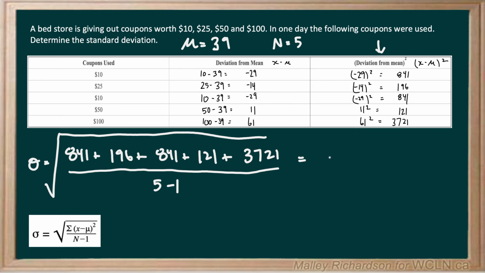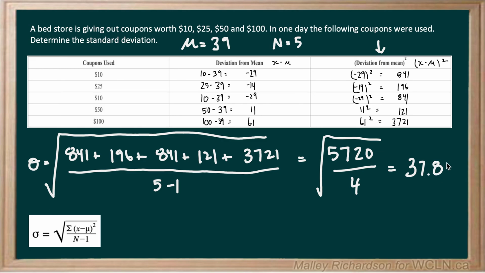So if we add up the numerator, we get a total of 5,720, divided by 5 minus 1, which is 4, and we take the square root. So the square root of 5,720 divided by 4 gives us a value of 37.82. So the standard deviation of this data is 37.82.